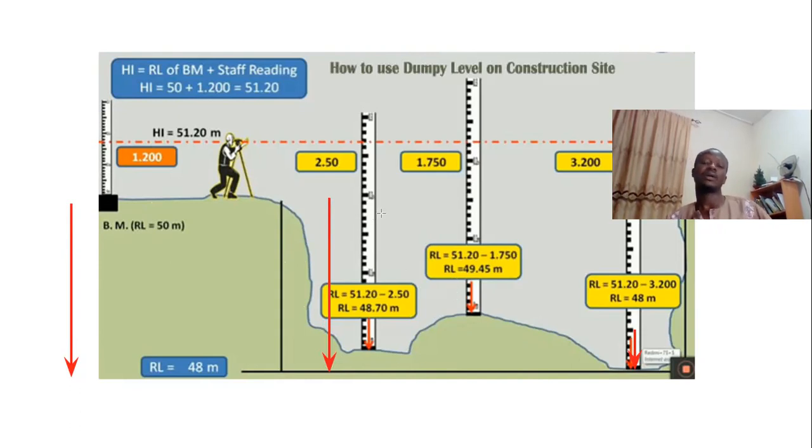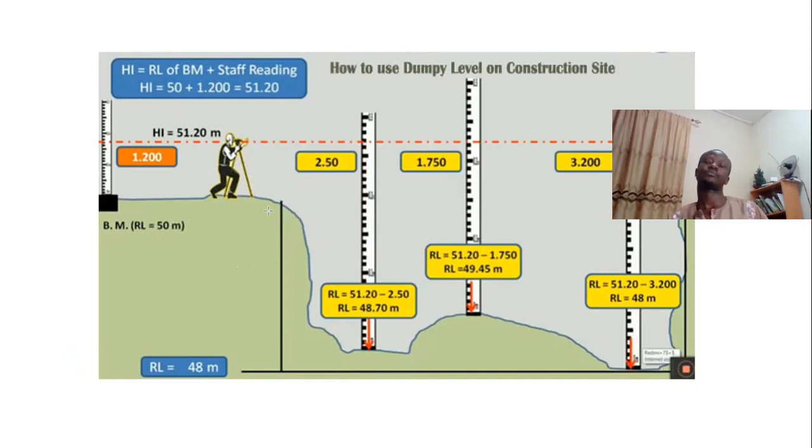Now, what are we reading here? We are reading 2.5 meters here. So it makes sense, isn't it? If the reduced level here is 48 meters, and the reduced level here is 50 meters, it means the difference in height is 2 meters. Do you get it? That's the point being made.